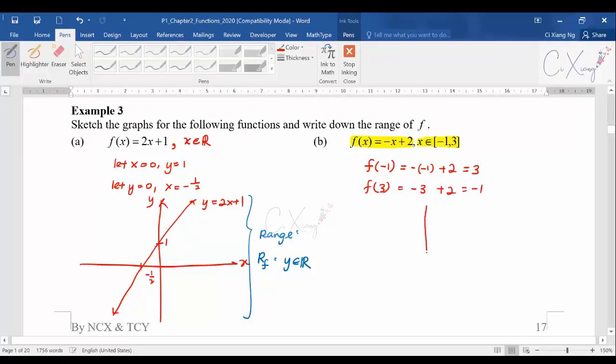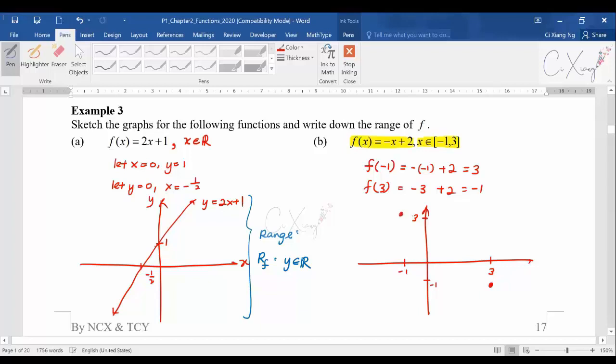So when you try to sketch the graph, the x value is from negative 1 until 3, and then the y value is also from negative 1 until 3. When you want to plot the graph, that means this is the graph: negative 1, 3, and also 3, negative 1.